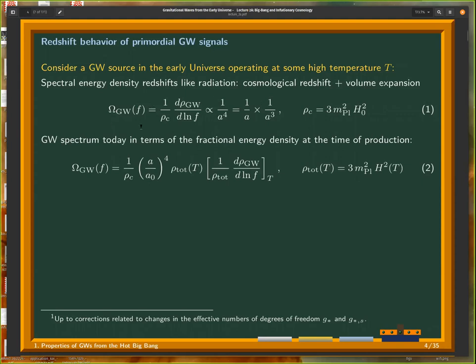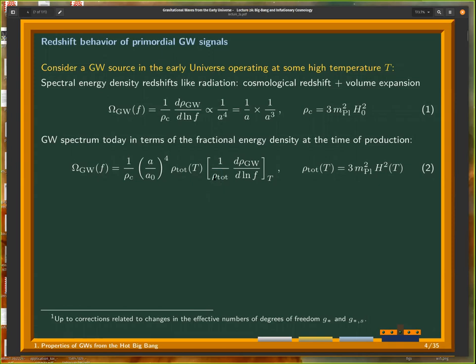With this redshift behavior here, we can relate the gravitational wave spectrum that we see today to the energy density at the time of production. So this is what I want to do in the next equation. So we basically write our omega gravitational wave. So we again have this factor 1/ρc. And now I want to use the ratio of scale factors, a over the present value of the scale factor, to the fourth power to relate this to this object here at temperature T. Okay, so on the left-hand side, we evaluate the spectrum today. And then by means of this ratio of scale factors, we can relate this to the fractional energy density at the time of production. And then the last step, I just multiply by rho total, the total energy density at that time, and I divide by the total energy density at that time.